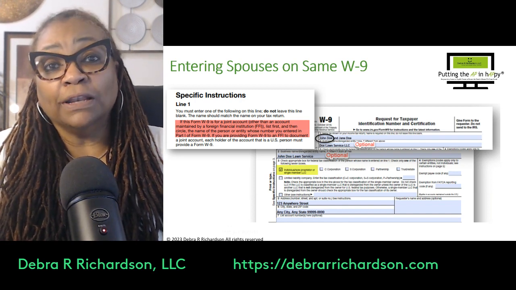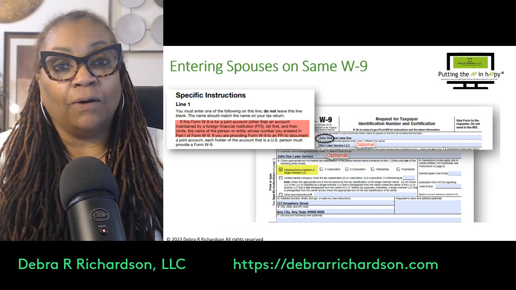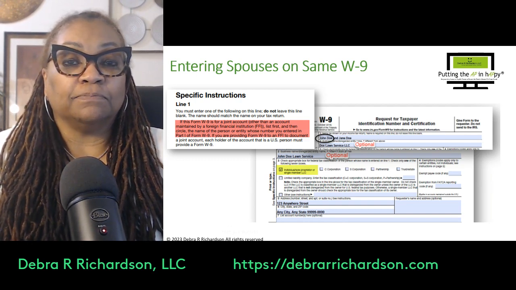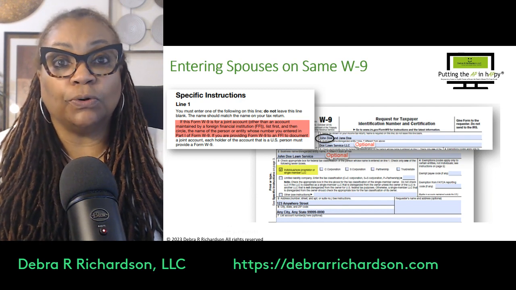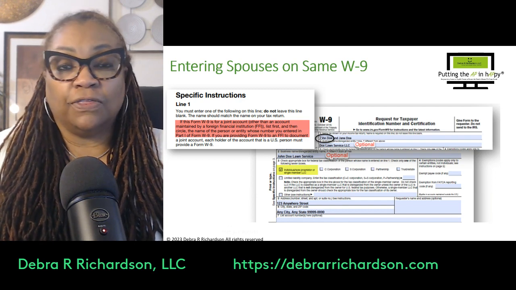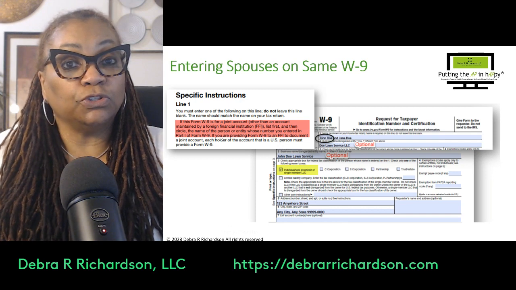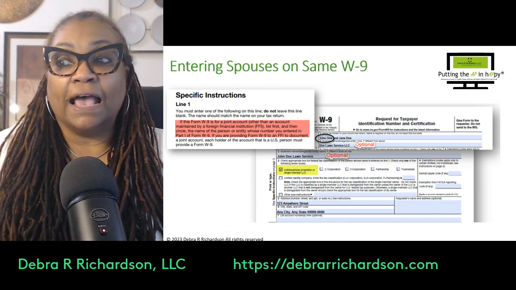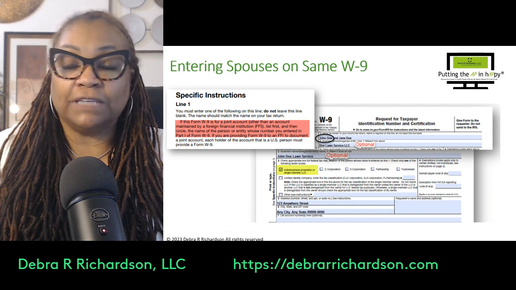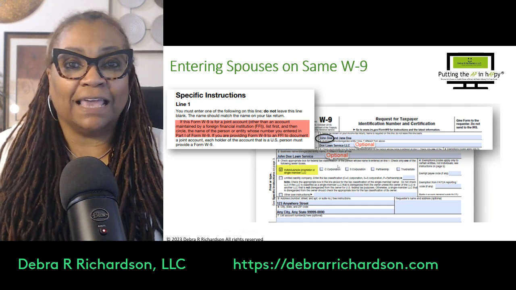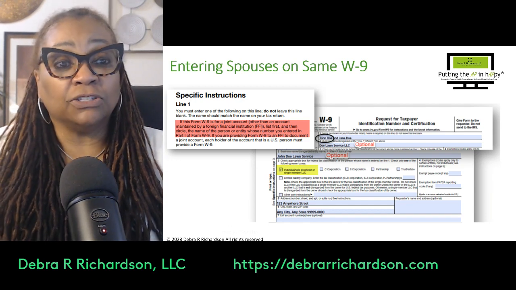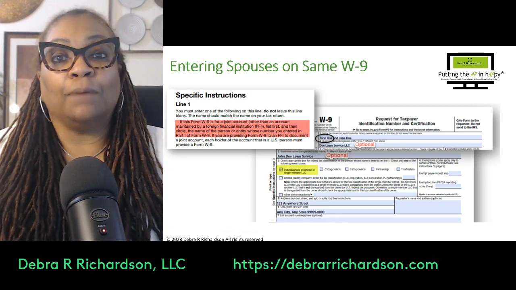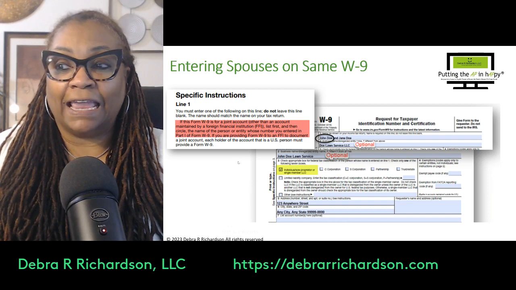So what's important here is that the IRS does allow it, but they also recommend that the spouses circle the name of the spouse whose Social Security number is provided on the form. If you take a look here, I just have a quick example, John and Jane Doe. John provided his Social Security number, not going to show it, on the form. And so his name was circled.